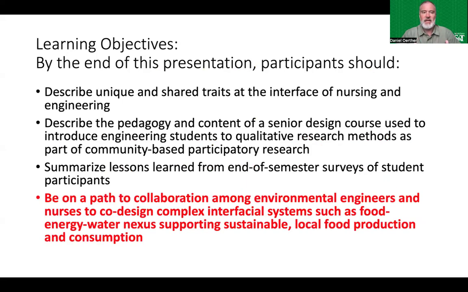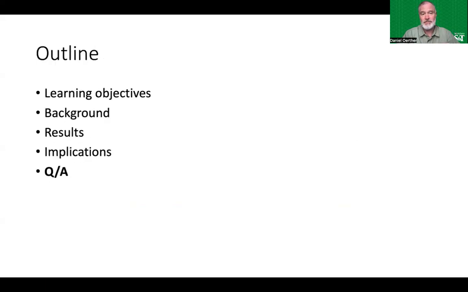So I hope as we end, you're on a path to understanding collaborations between folks like environmental engineers and nurses when we try to co-design complex systems like the food, energy, water nexus to make it sustainable, so that we can have local food production and consumption. It's helpful when we use convergence: two disciplines working together for a future that they share.